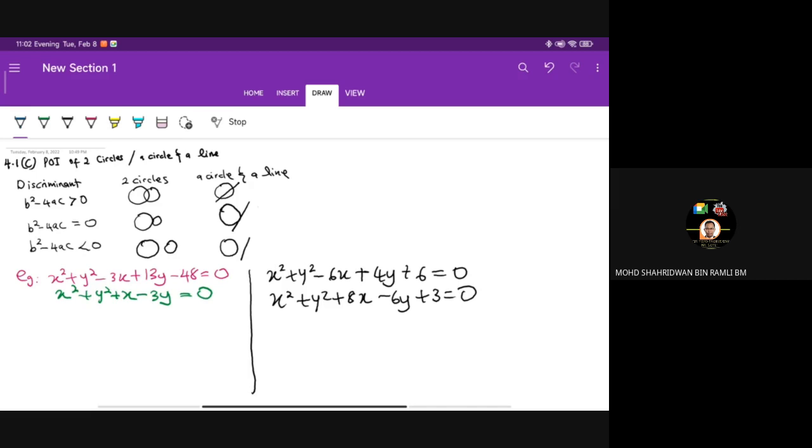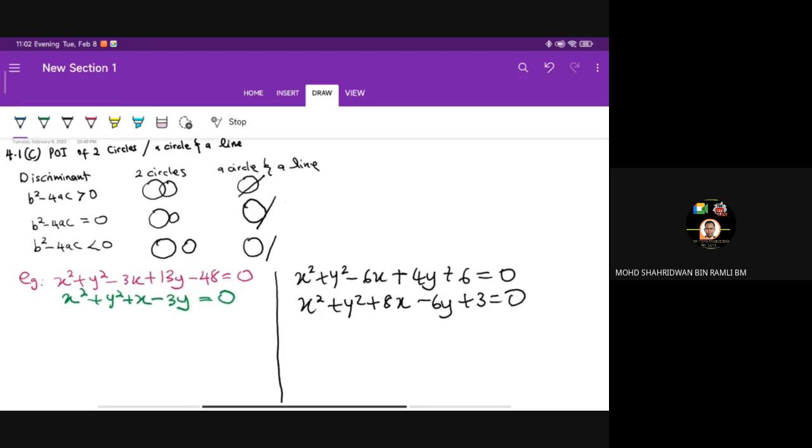The next one, you have to know how to find the point of intersection of two circles or between a circle and a line. At first, you have to know there are certain methods to find this point of intersection, but I am focusing now on only one method. The main idea for the point of intersection, either between two circles or between a circle and a line, is to substitute.